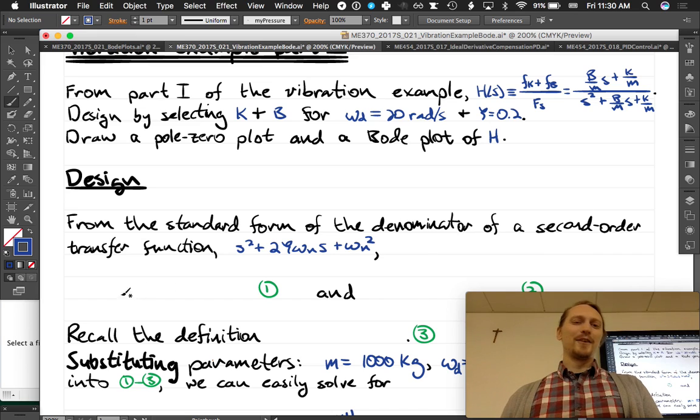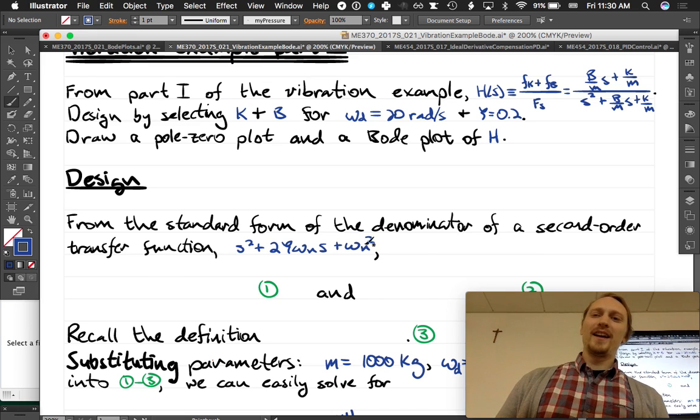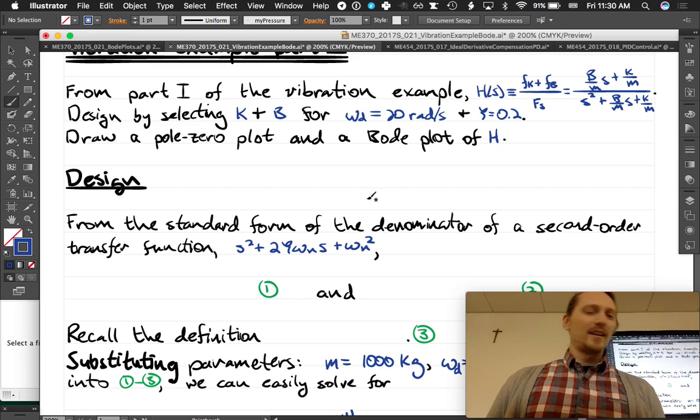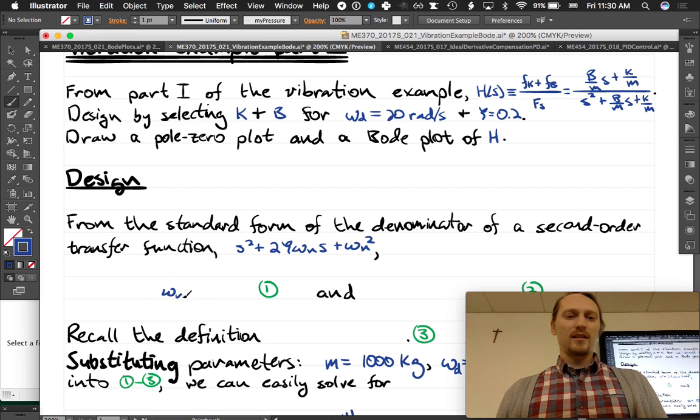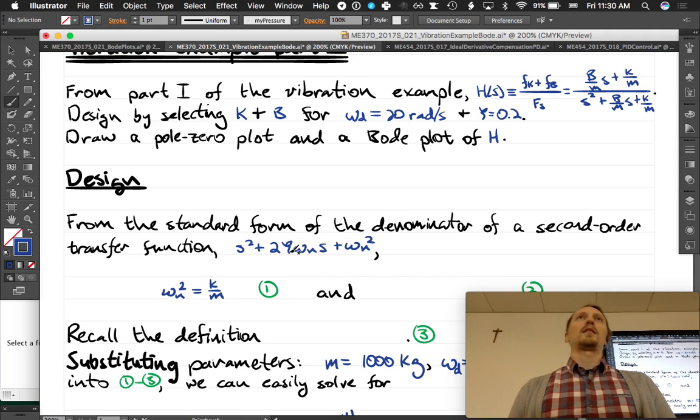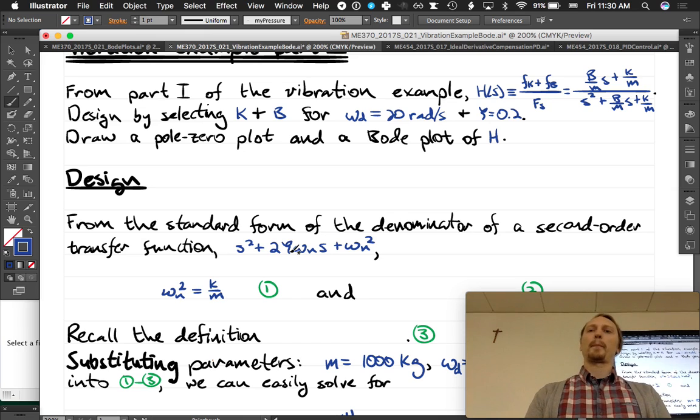Yeah. So we know that omega n squared has to equal k over m, right? Why are we choosing the denominator because that gives us the s squared? Like, why not choose the numerator? Oh, so, I mean, obviously the numerator isn't in the formula, but I mean, like.